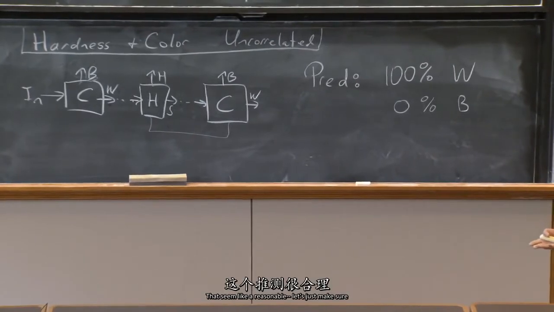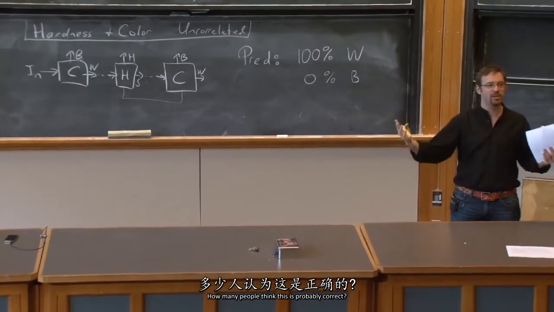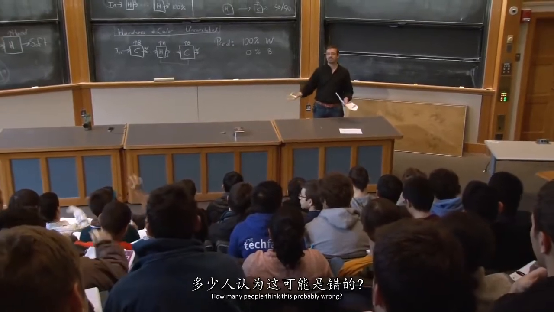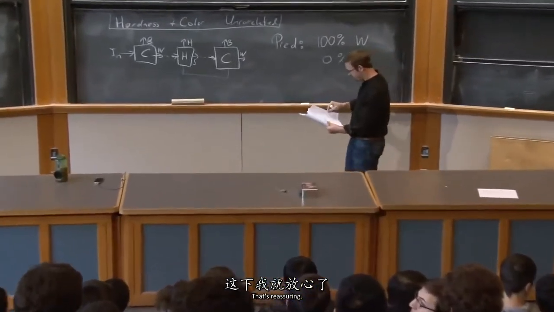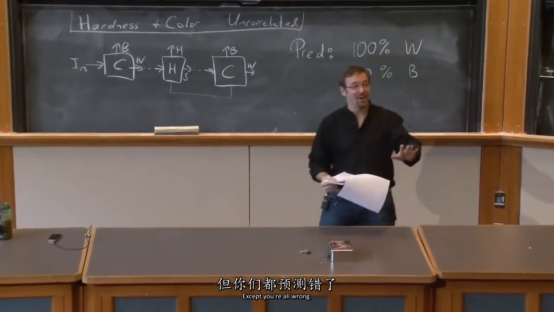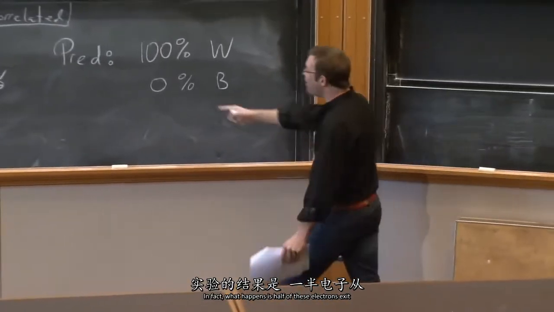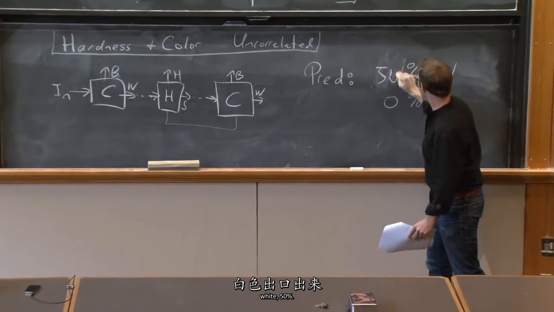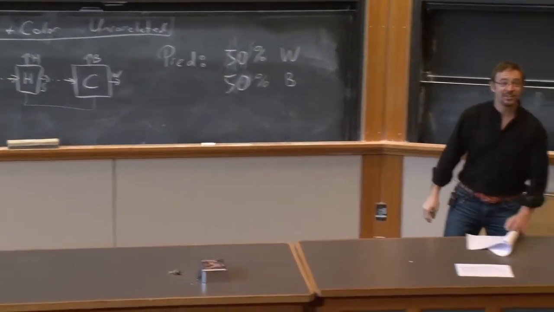That seems reasonable? So let's just make sure that we're all agreeing. So let's vote. How many people think this is probably correct? OK, good. How many people think this is probably wrong? OK, good. That's reassuring. Except you're all wrong, right? In fact, what happens is half of these electrons exit white, 50%, and 50% exit black.